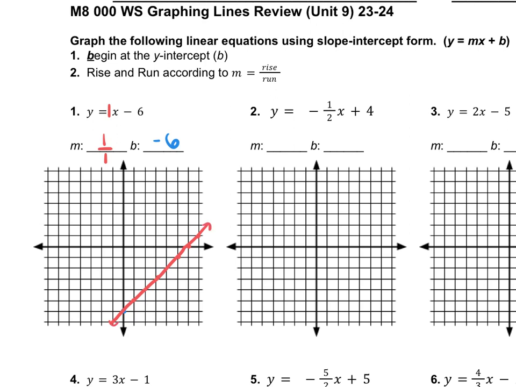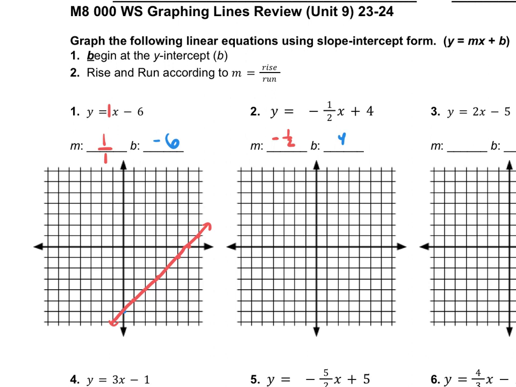So on number 2, again, I'm first going to identify my slope. My slope is always my coefficient of x, so -1/2. And then my y-intercept is going to be 4. So I'm going to start by graphing my y-intercept of up 4. 1, 2, 3, 4. Put a point there.